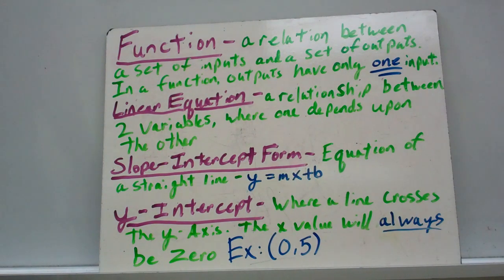A linear equation is a relationship between two variables where one depends upon the other. And we talked about that a little bit in class when we were talking about the x and y variables and independent and dependent variables on the Cartesian plane. Slope-intercept form is the equation of a straight line, and we can express that as y equals mx plus b. We've seen that before. And then the y-intercept is where your line crosses the y-axis. The x value in that case will always be 0.